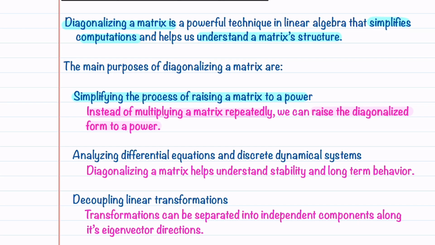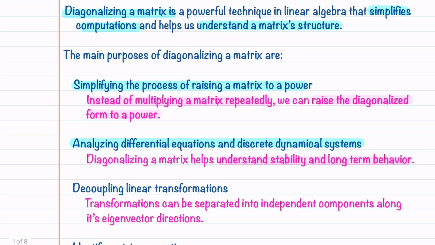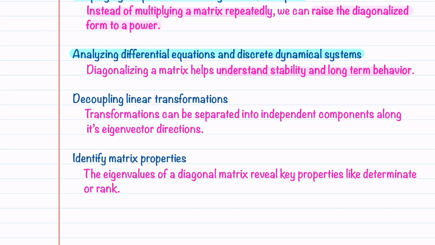Diagonalizing a matrix also helps when analyzing differential equations and discrete dynamical systems. It helps us understand stability and long-term behavior. Diagonalizing a matrix also decouples linear transformations. Transformations can be separated into independent components along its eigenvector directions. Diagonalization also helps us identify matrix properties. The eigenvalues of a diagonal matrix reveal key properties such as determinant and rank.